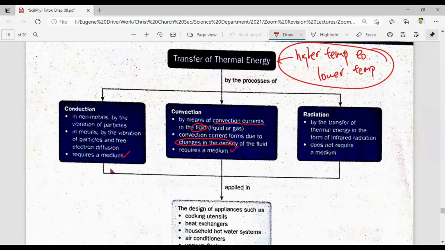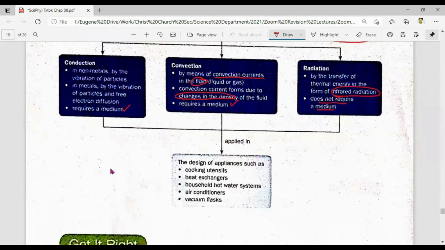Because particles vibrate for conduction, convection is about the particles moving. The last one is radiation, which is infrared radiation. Do take note, it does not require a medium for this kind of heat transfer. And these three are actually applied in your daily appliances whenever I talk about heat transfer. So actually that's all for chapter 8.